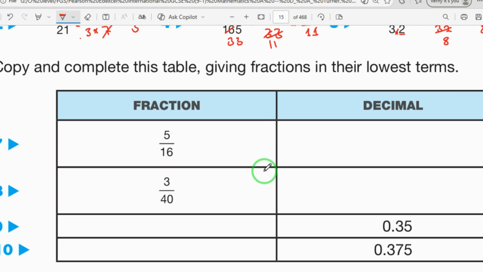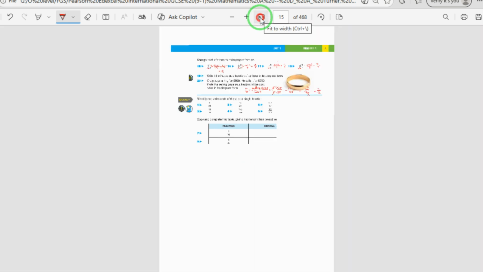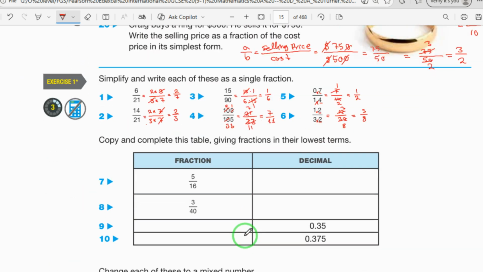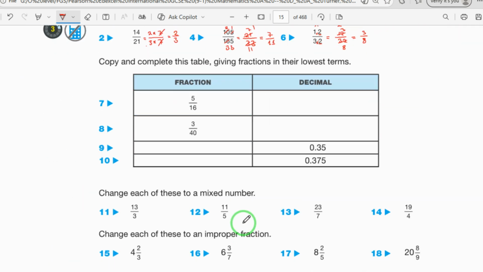And next part is this table. Here you should copy and complete this table, giving fractions in their lowest terms. So first we have 5 over 16. We should convert to decimal.